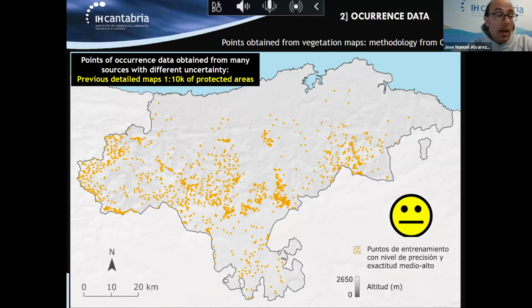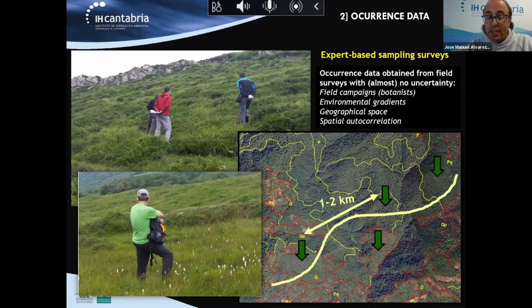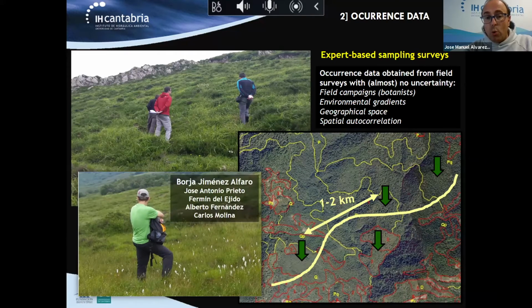I am not a botanist. I would like to be, but I am not. I'm a landscape ecologist. I have knowledge about botany, but not enough. So we need expert knowledge. We need in situ data that can only be provided by specific field campaigns, or at least expert people managing those maps, or field campaigns collecting the information that we need and taking into account issues that we never take into account. We need to cover the whole territory with information. We need to cover the whole environmental gradients with information.